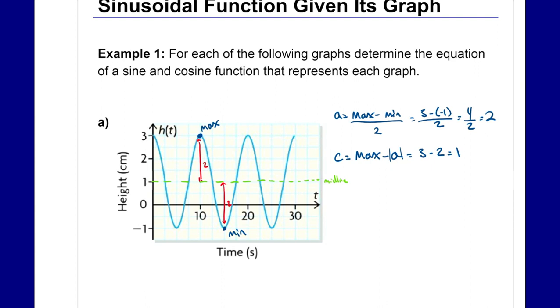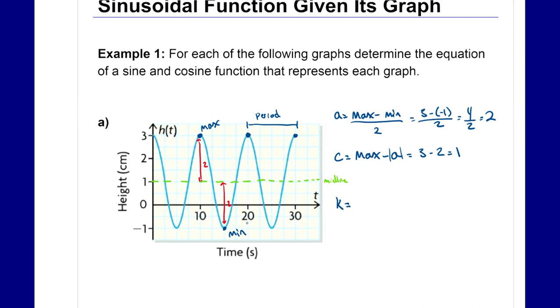Next, I'm going to look for my period, or the K value. For the K value, first I want to find the period. So I could go from a max to a max, here to here. I could go from a minimum to a minimum. We talked about it before, there are different points that we could use within a cycle to determine the period. I'm going to use my two maximums here to determine my period.